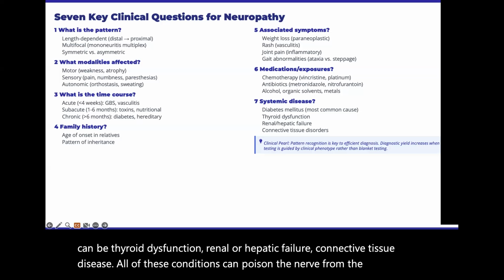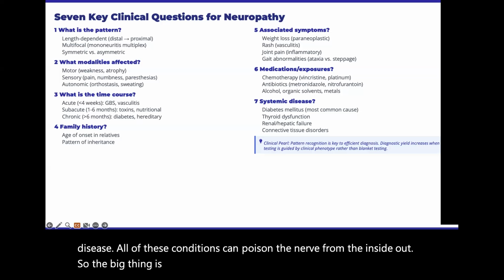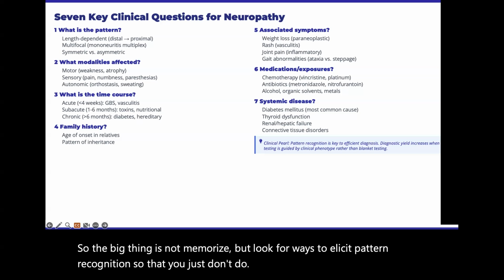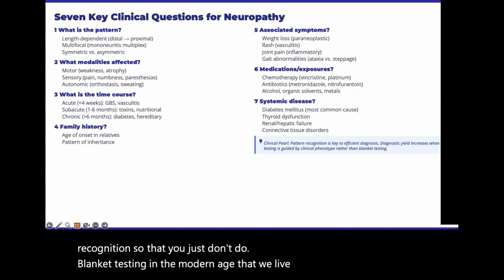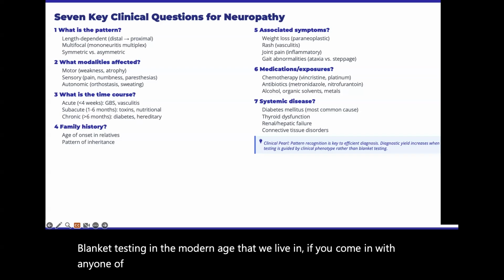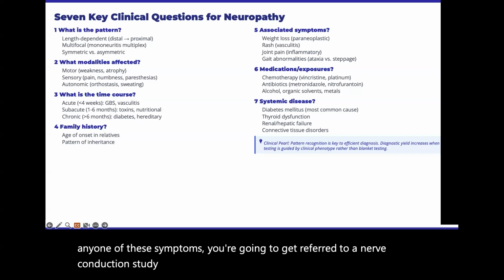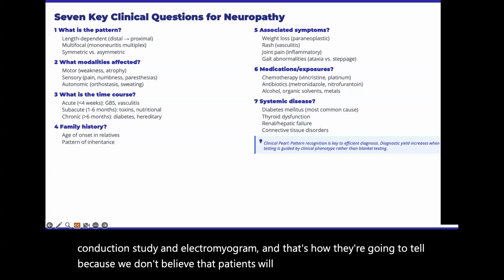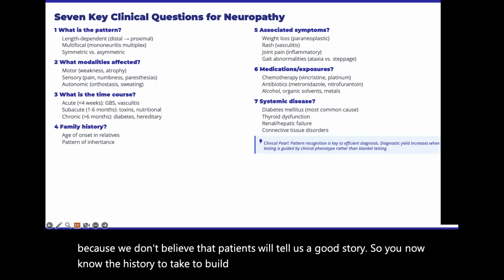So the big thing is not to memorize, but to look for ways to elicit pattern recognition so that you just don't do blanket testing. In the modern age that we live in, if you come in with any one of these symptoms, you're going to get referred to a nerve conduction study, an electromyogram. And that's how they're going to tell, because we don't believe that patients will tell us a good story. So you now know the history to take to build a case on the way to the nerve conduction study.